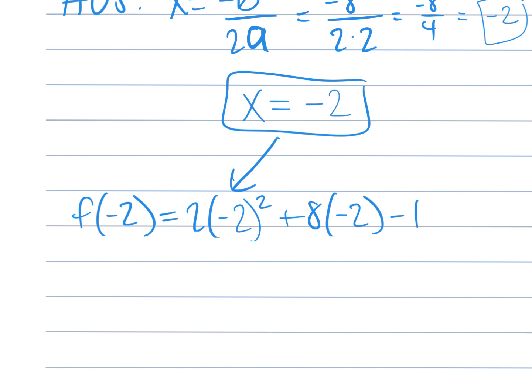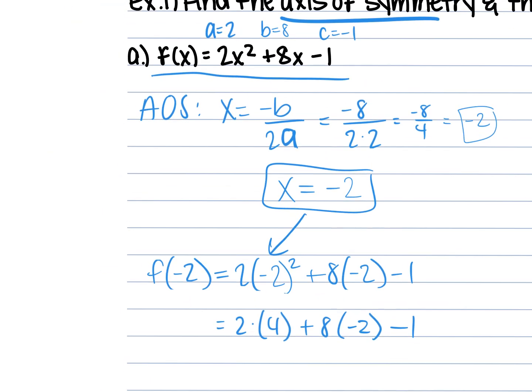What do I do first here? Parentheses, but is there anything to solve inside the parentheses? No, there's nothing inside the parentheses, so then we move on to exponents. Very good. What exponent do I evaluate? Negative 2 squared. So it's going to be 2 times 4 plus 8 times negative 2 minus 1. Wait, where'd you get the first 2? I got the first 2, Mia, from up here. I'm just plugging into my original function.